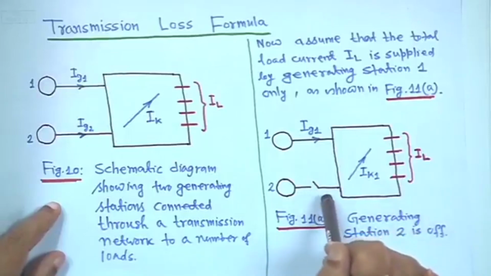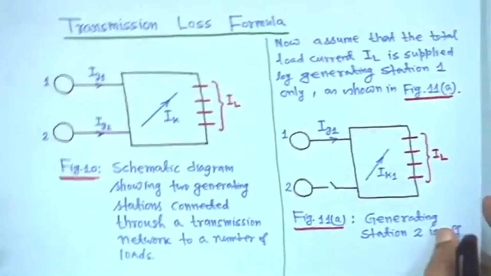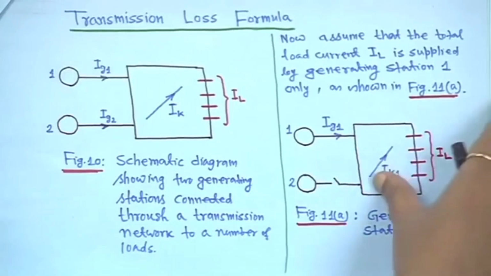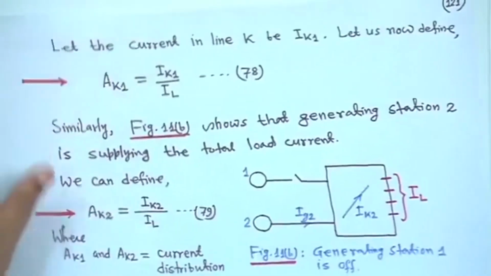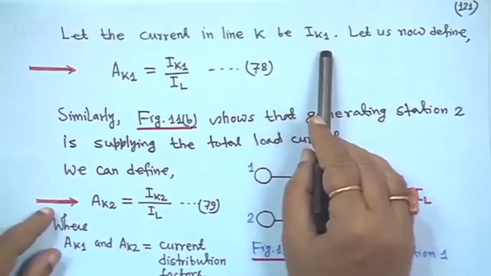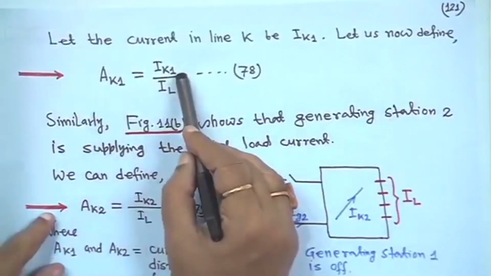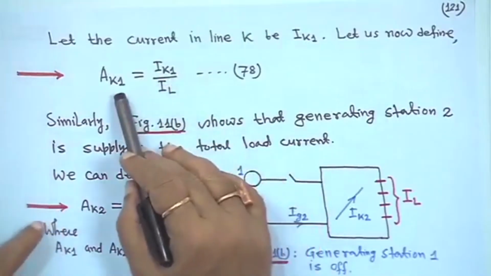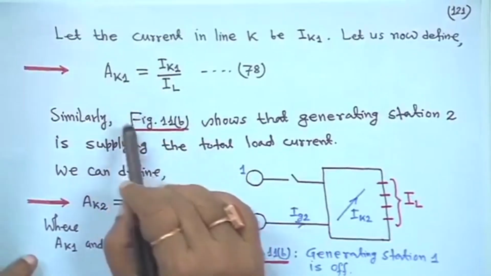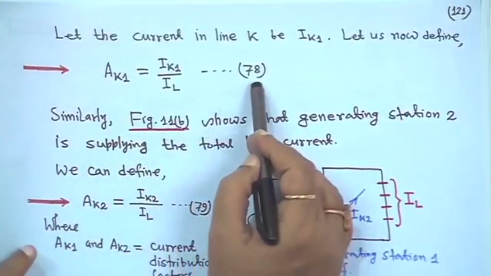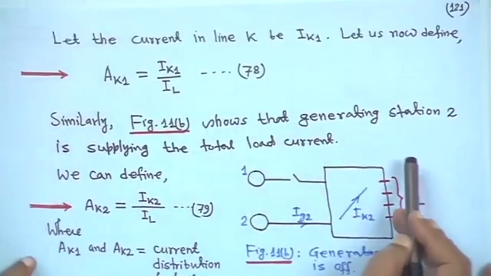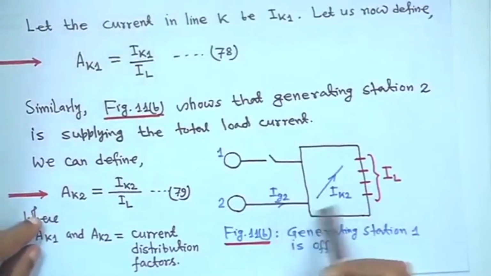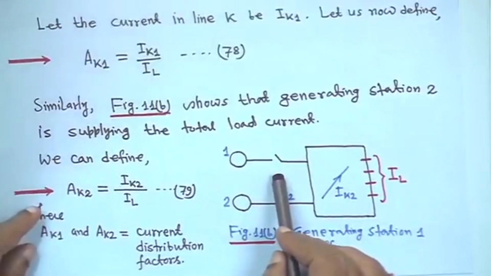Generating station 2 is off, it is open. The current through this is I_k1. Let the current in the line be I_k1, and let us now define A_k1 equal to I_k1 upon I_L. Later we will see that A_k1 is a real quantity and I will apply a simple superposition. This is equation 78. Similarly, in figure B you assume that generator 2 is supplying all the load current, but generator 1 is off.